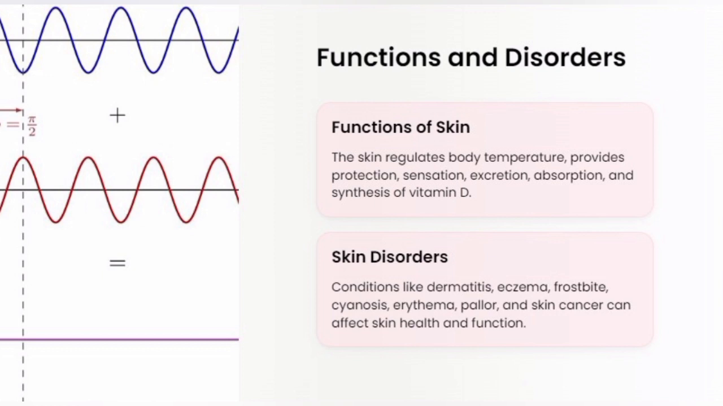If your hands are in extreme cold, your hands will turn reddish and it causes frostbite. So this is a local destruction of skin and subcutaneous tissue on exposure to extreme cold. And if there is a bluish appearance on the mucous membrane, the nails and the skin due to changes in the blood, then this is called cyanosis. If the reddening of the skin occurs due to the enlargement of capillaries, then we call it erythema. And the paleness of skin is called pallor, and skin cancer also comes under these diseases.